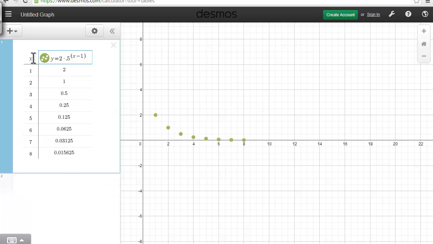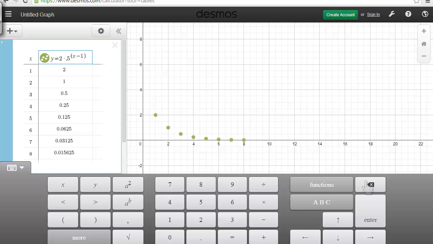What I've typed in here is a set of natural numbers and then the plot points of 2 times 0.5 to the x minus 1, which is a geometric sequence with the first term being 2 and 0.5 being the rate, to the x minus 1, to be the terms. So you can see that they get closer and closer to 0 as you keep going. And that's if it's 0.5 as the rate.